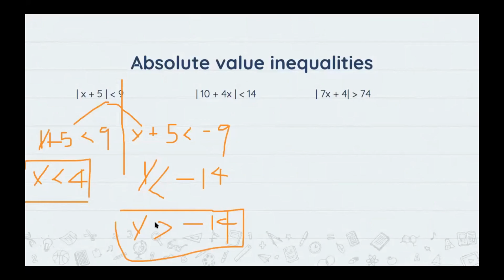Remember, only flip the sign if it's the negative one. Since this was originally a positive, this one you keep the same, but this one you change because this is a negative 9. I'll keep this up here in case. So, try number 2.